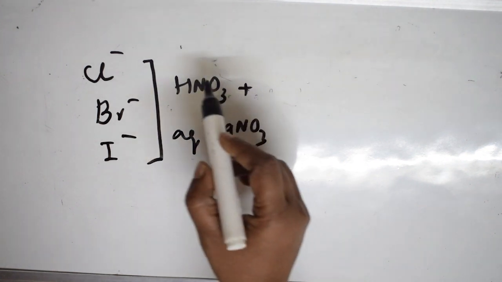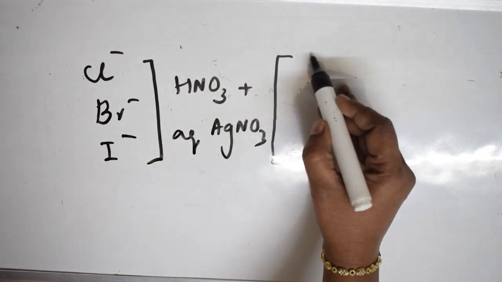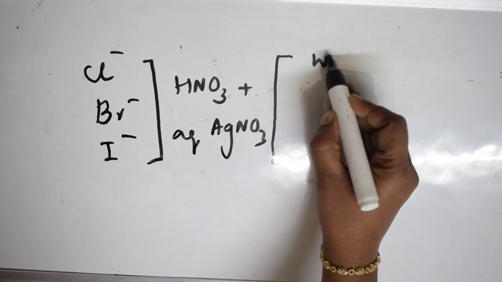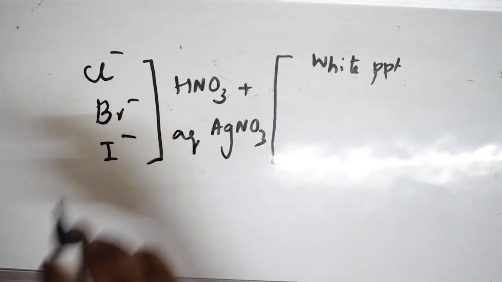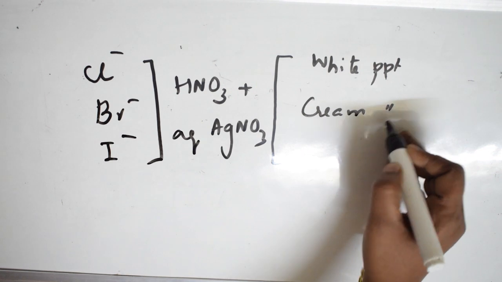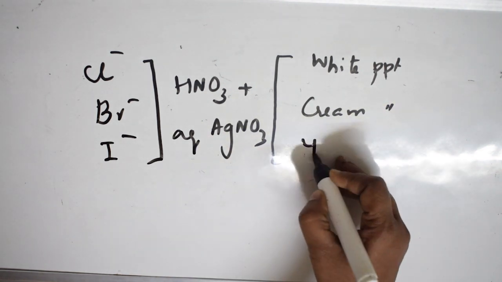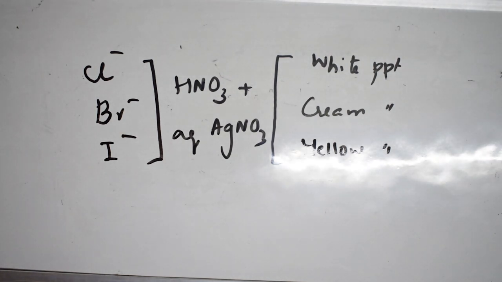Suppose chloride is there, which color will I get? Whenever I add these two in the test tube, I will get a white PPT. If bromide is there, I will get a cream PPT. If iodide is present in the salt, you get a yellow PPT. This is the easiest way to answer your teacher and the easiest way to perform also. Right students? Easiest way to answer as well as easiest way to perform.